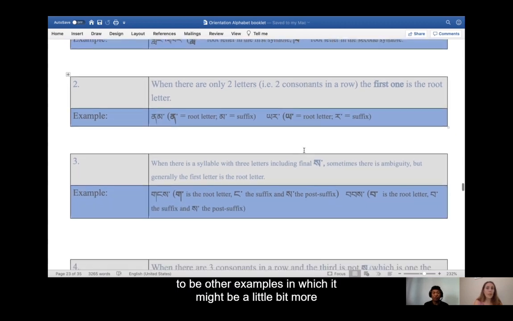But there are going to be other examples in which it might be a little bit more tricky. For example, in our second case here, in our second table, when there are only two-letter words that possess only consonants and no vowels are involved, then typically it is the first letter that is going to be sounded as the main root letter, the one that will carry the inherent A sound. That is basically the rule. So Genla, over to you.